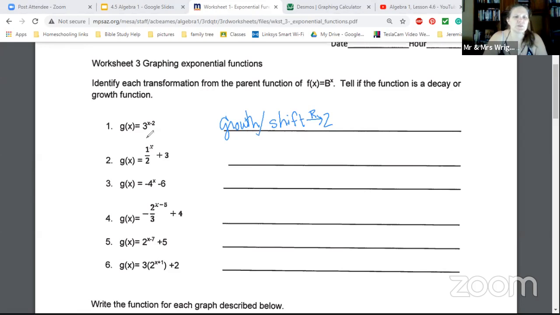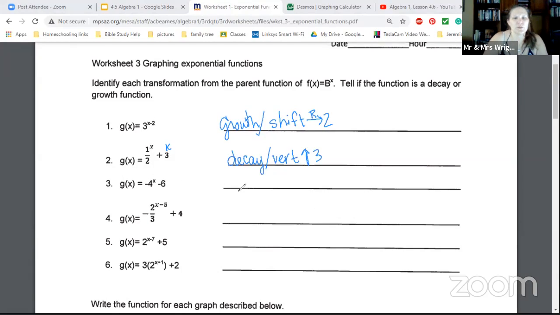Okay, so let's look at this one. We have a fraction that's being raised to the power of x. That means that we have decay, right? And then we have our k value added. So a k value tells us that we're going to have a vertical shift. And is this positive or negative? Well, k, we keep the sign in front of it, so it's a positive shift, which means it's going to be a vertical shift up 3.